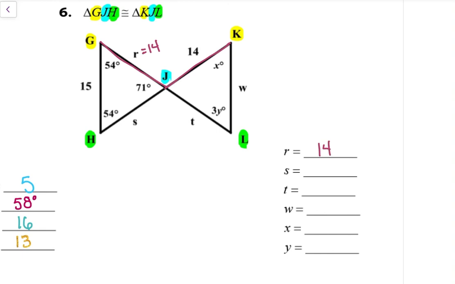Next is S. S is this side right here that's between green and blue, which is the same as this one, which is also between green and blue, which are both variables that we need to find. So to be able to find those, I'm going to look at these triangles and try to see if they're a special type of triangle. And if you look, you can see that these angles are the same, which means these are isosceles triangles, which means that these legs also have to be the same. So if that one's 14, this one also has to be 14 because they're isosceles triangles. So S is 14. And since S and T are corresponding sides, then T is also 14.